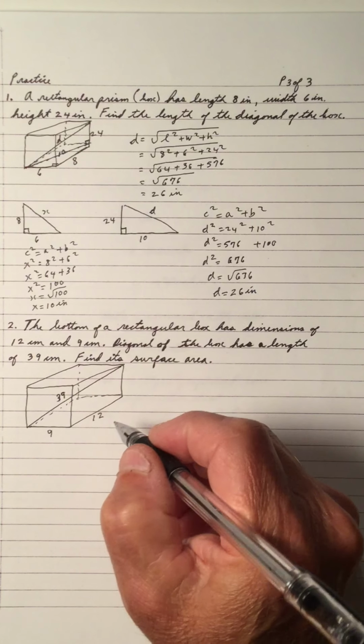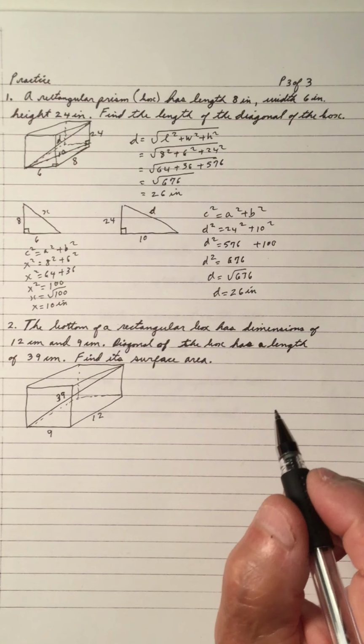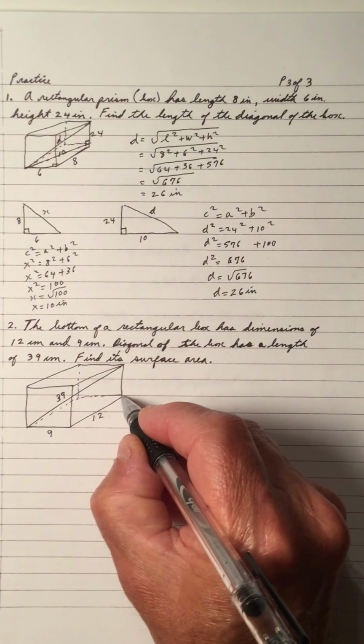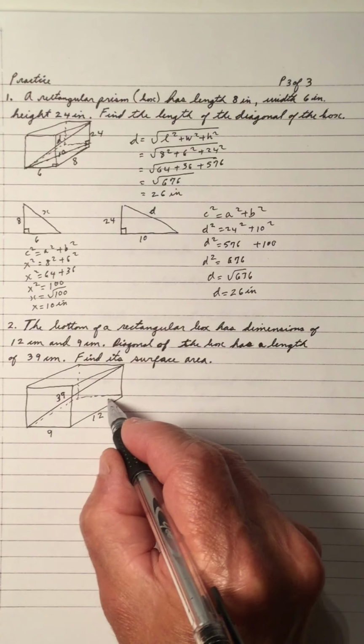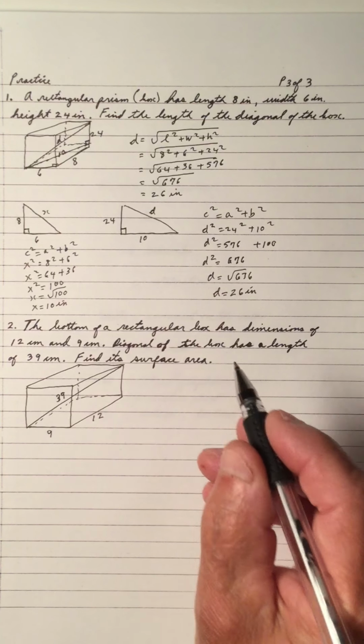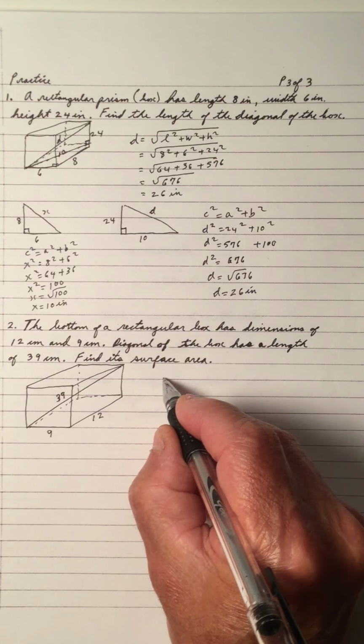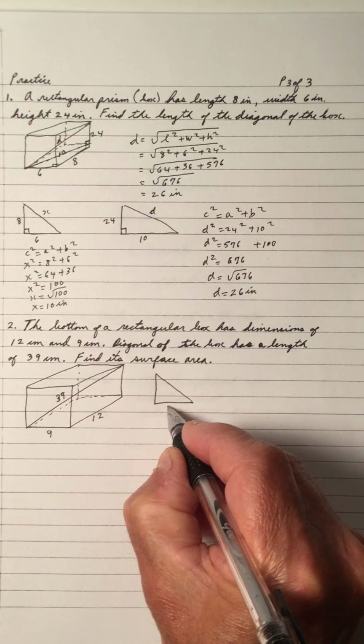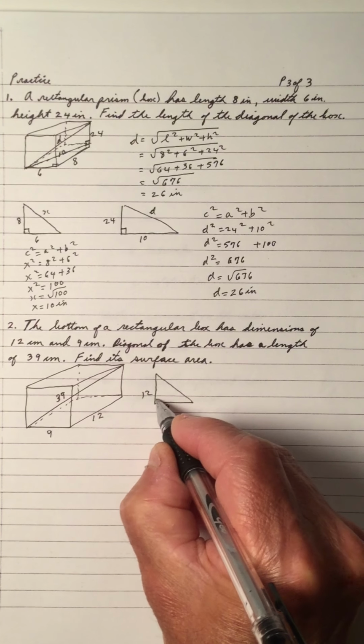Okay, and all the units are centimeters. So to get the surface area, I need the length, the width, and the height, but I don't have the height. But I do have the dimensions of the bottom. So what we're going to do is draw the triangle that's on the bottom. And that's a 9 and a 12.